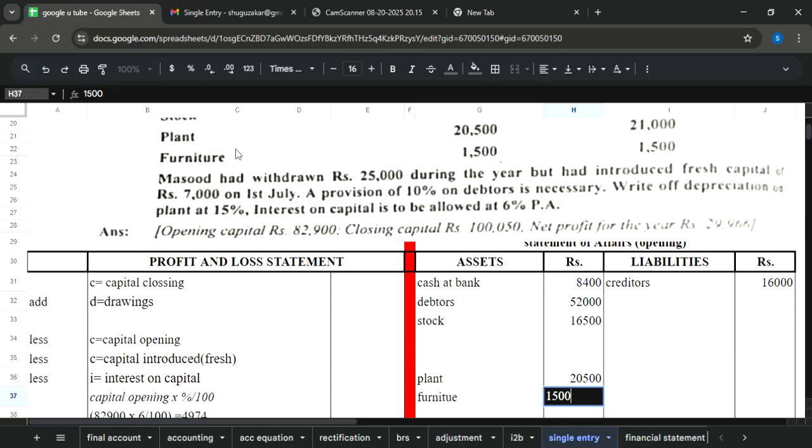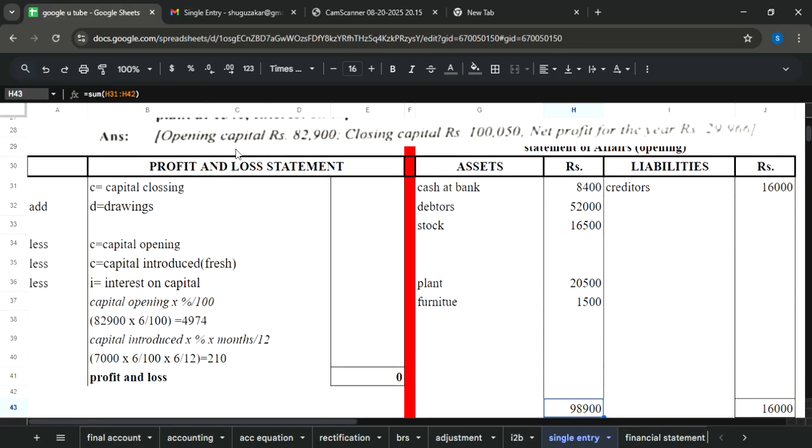It means you can now easily calculate your capital. Which capital? This would be considered opening because everything was on 1st January. How? Assets minus liabilities. Total assets are visible. Look at here, 9,900, and then you will subtract the total of liabilities, 16,000, over here. This way you will be able to calculate your capital.